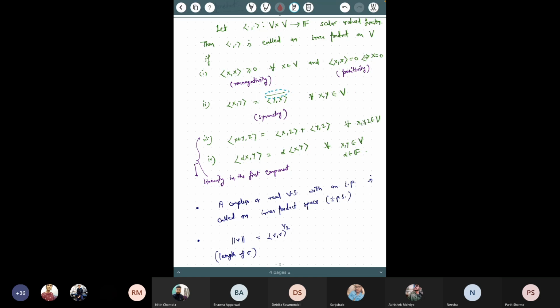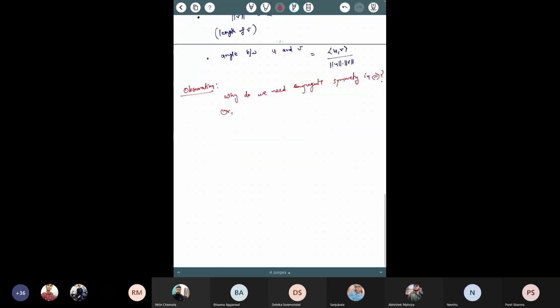If we drop this conjugate symmetry and instead just take the symmetry here, then I may not be able to define such a function when the vector space is over the field of complex numbers. Okay, so why is this? You can see it by this observation: if I take any vector x, not equal to 0 in V, where V is a vector space over C.